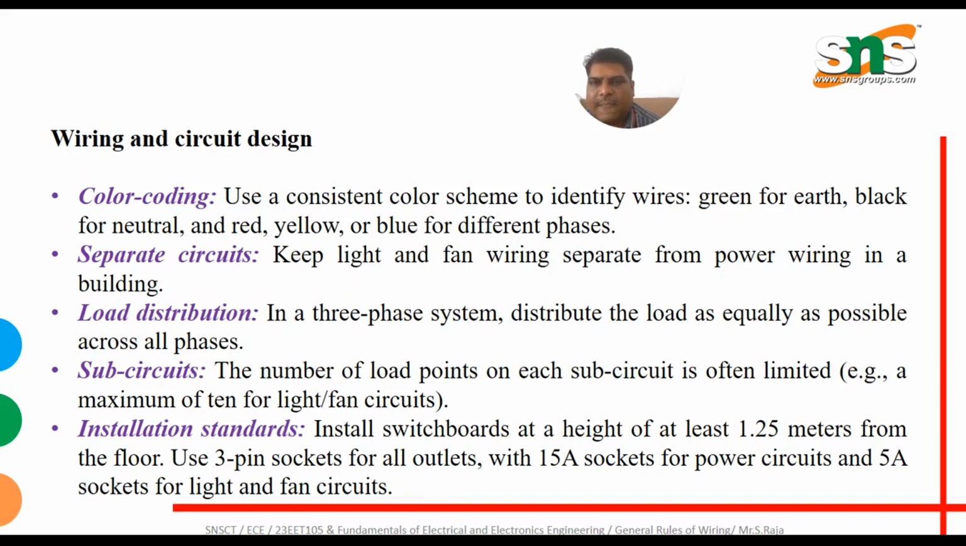Sub-circuits. The number of load points on each sub-circuit is often limited, for example, a maximum of 10 for lights and fan circuits. For example, in your classroom, the fans and lights are connected with only a minimum number of switches. If your classroom is 20 by 30 feet, then the maximum is 5 lights and 5 fans. So the total number of switches inside this classroom is 10: 5 switches are given for separate lights and 5 switches for separate fans.